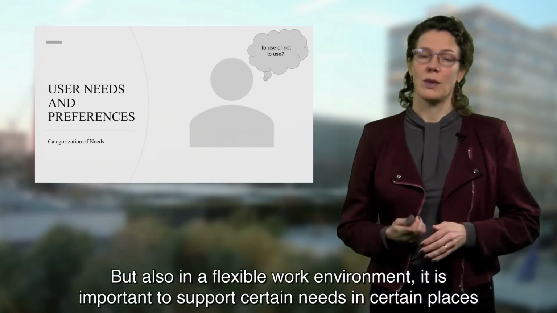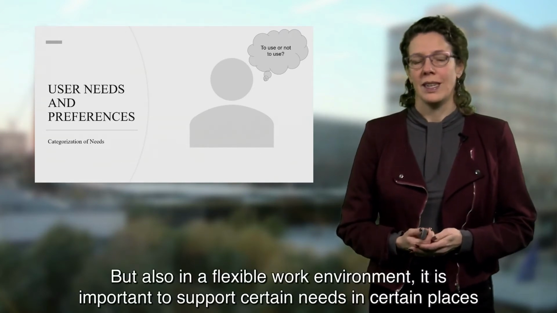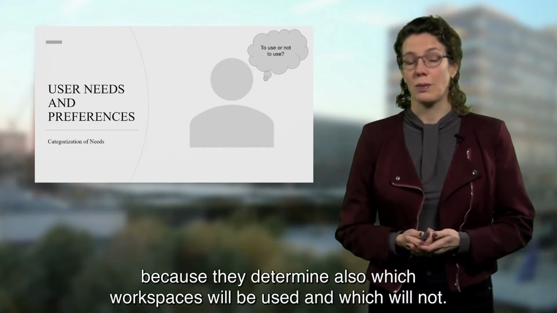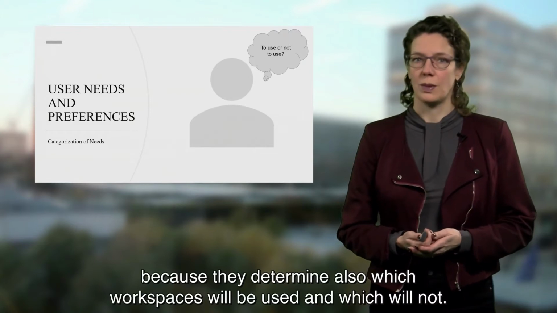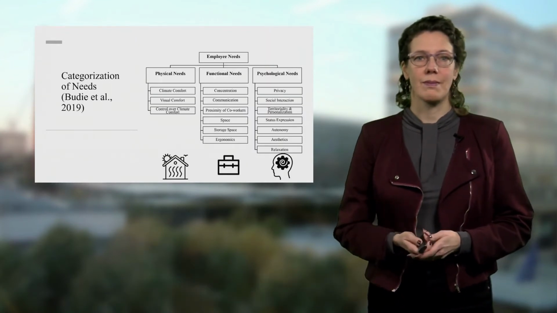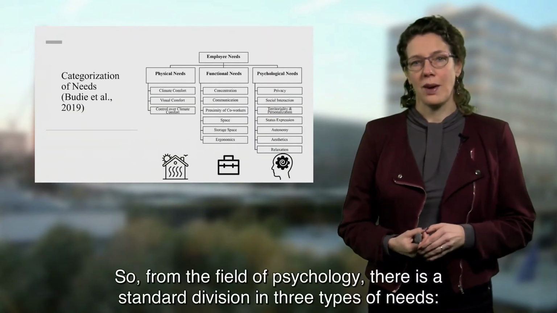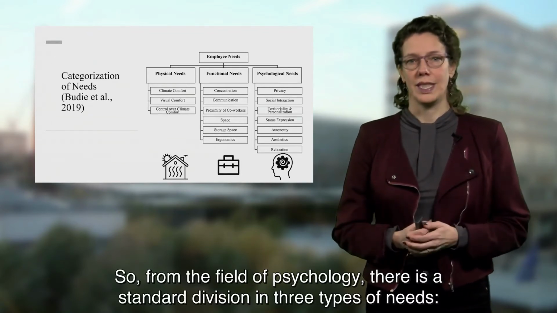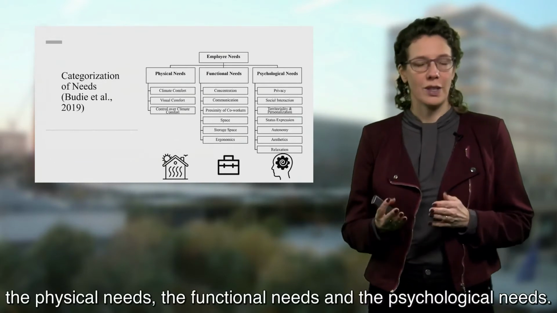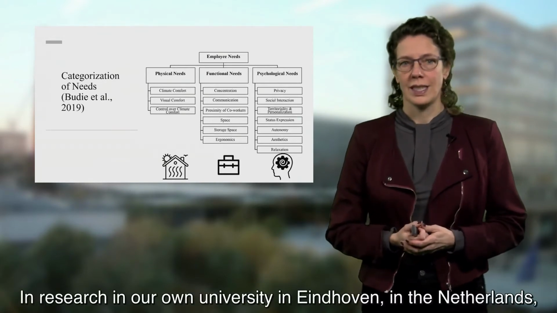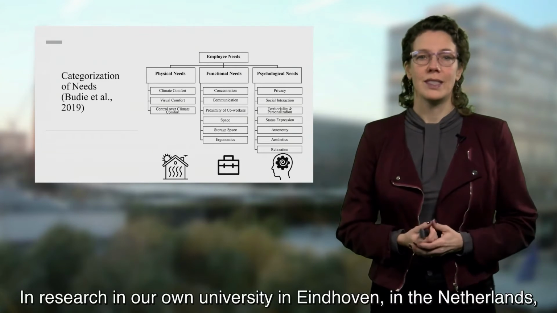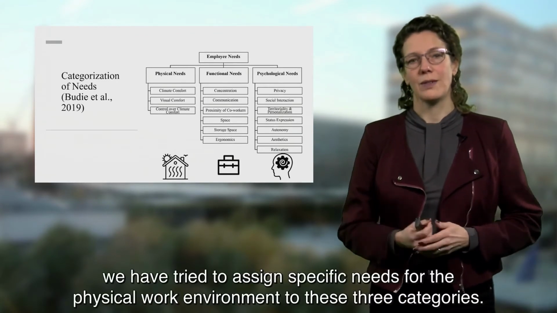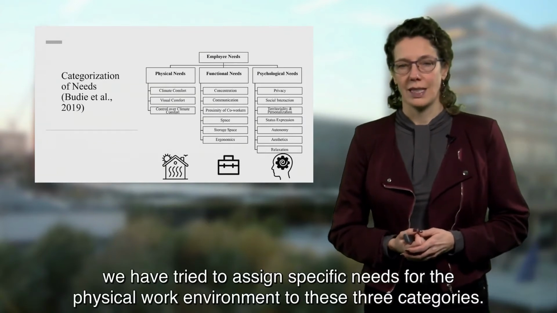But also in a flexible work environment it's important to support certain needs in certain places, because they also determine which workspaces will be used and which will not. So from the field of psychology there's a standard division into three different types of needs: the physical needs, the functional needs and the psychological needs. In research at our own university in Eindhoven in the Netherlands, we have tried to assign specific needs for the physical work environment to these three categories.